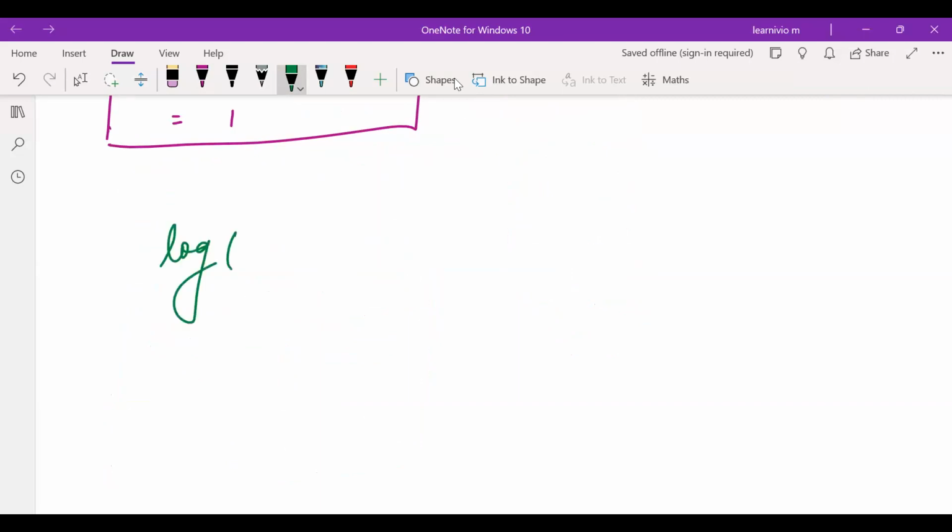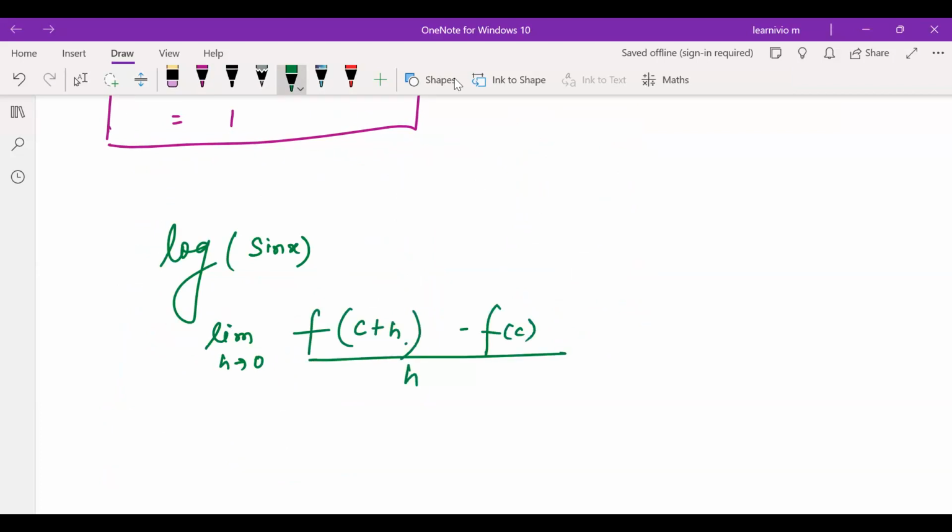Log of sine x we are having. First principle says that limit h tends to 0 of f of x plus h minus f of x over h. This is the formula we are having.